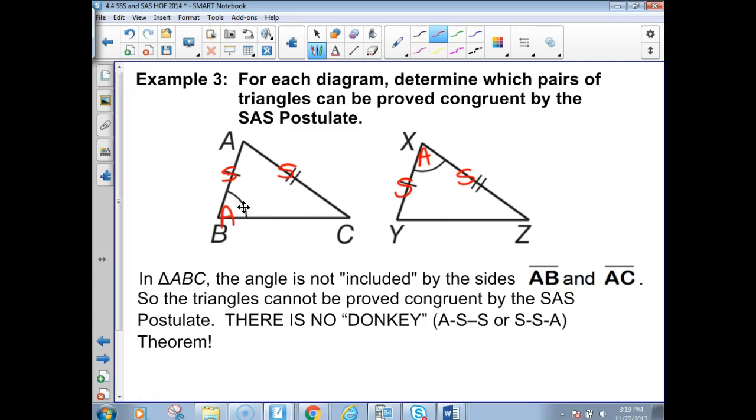All right, in triangle ABC, I should have said good luck. In triangle ABC, the angle is not included by the sides. Okay, this angle is not included between there. All right, and so the triangles cannot be proved congruent by the SAS postulate, and there's no donkey theorem. Okay.